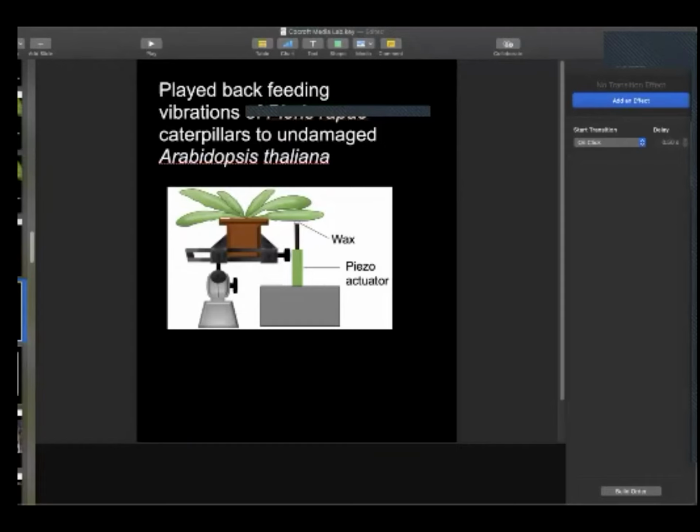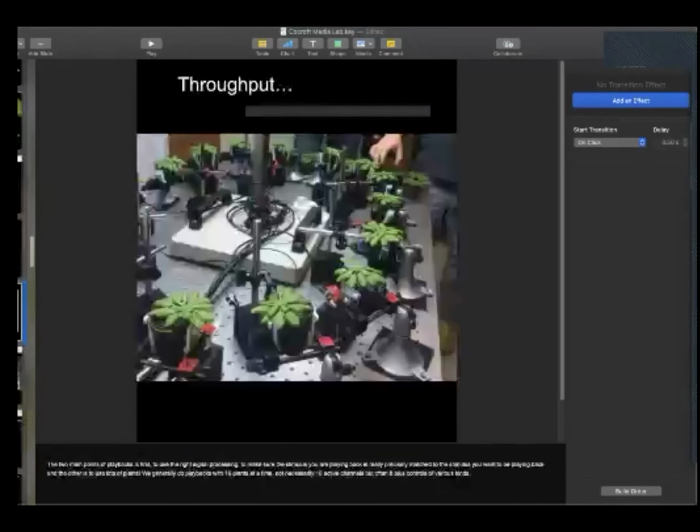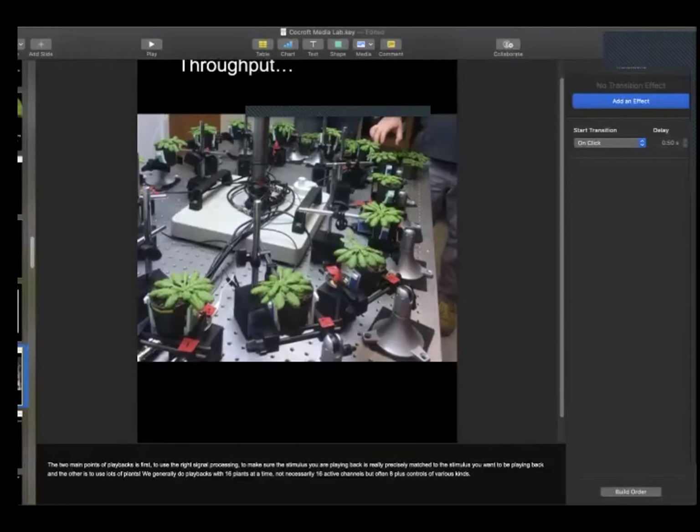And I know the hardware and the signal processing and the software to be able to really reproduce those vibrations very, very closely. Here's kind of a random example showing that: here's the original recording, here's the playback recording, and there's the spectra of the two. And we play these various combinations of stimuli back to multiple plants at a time.